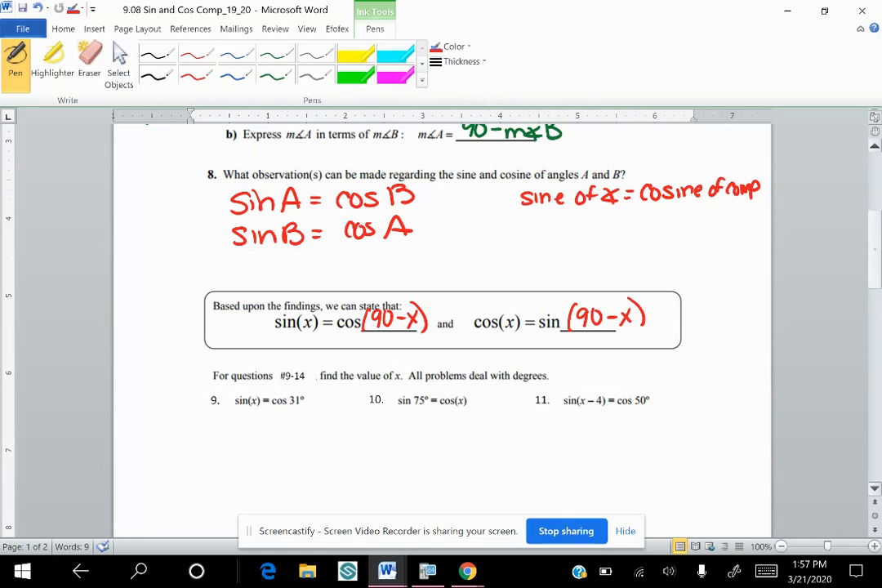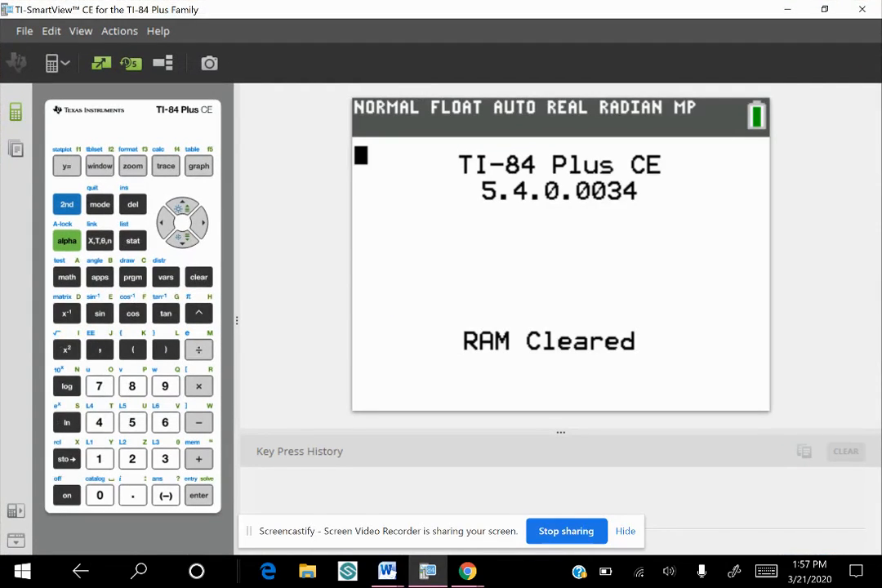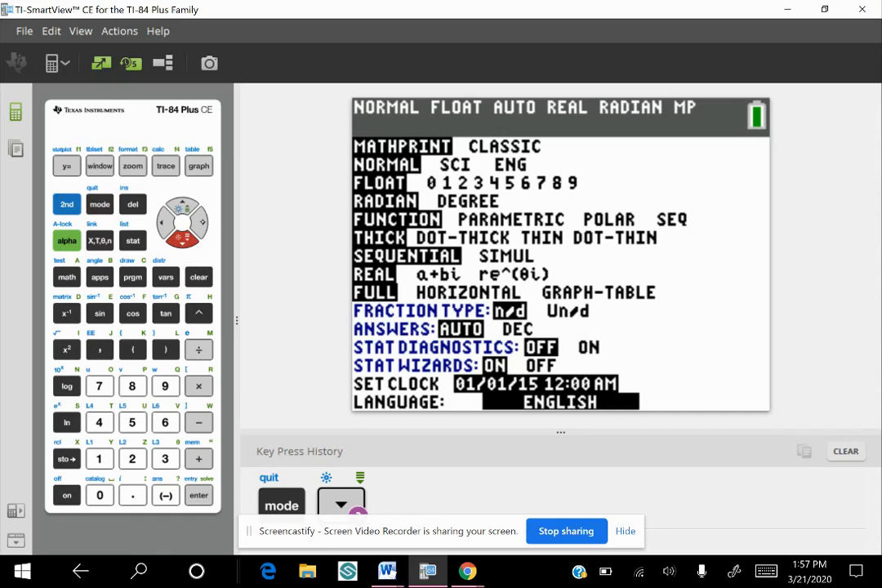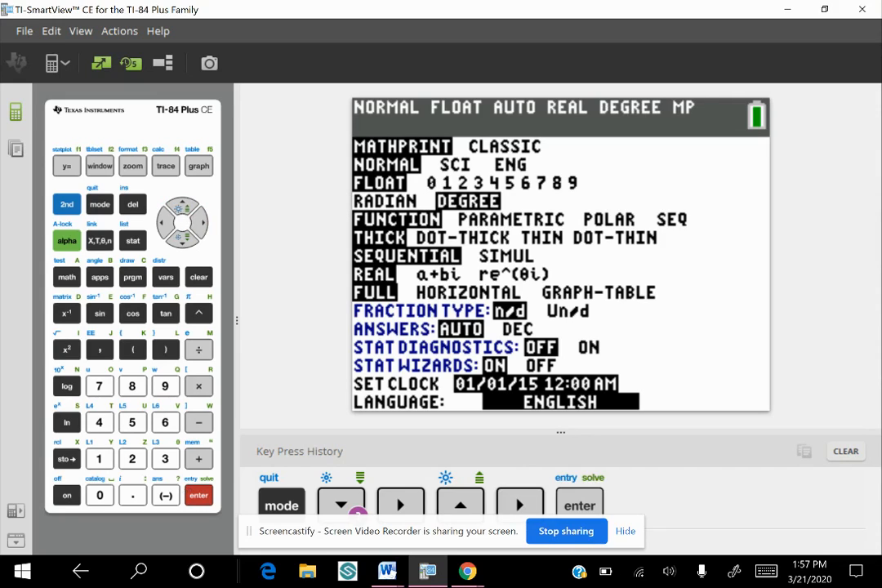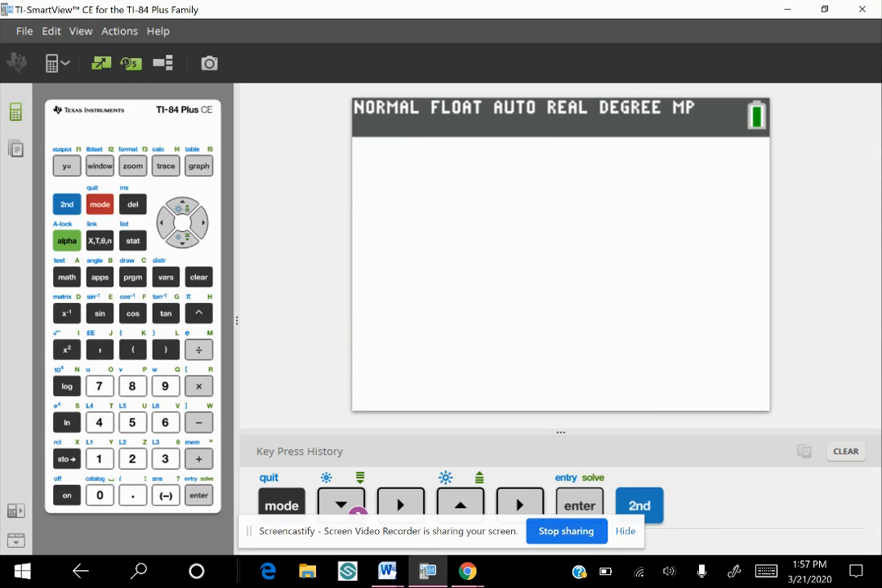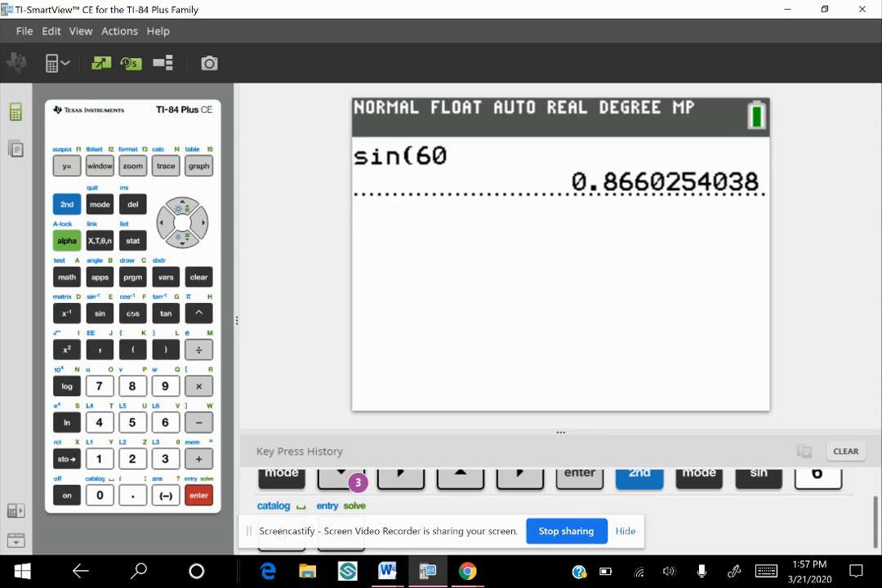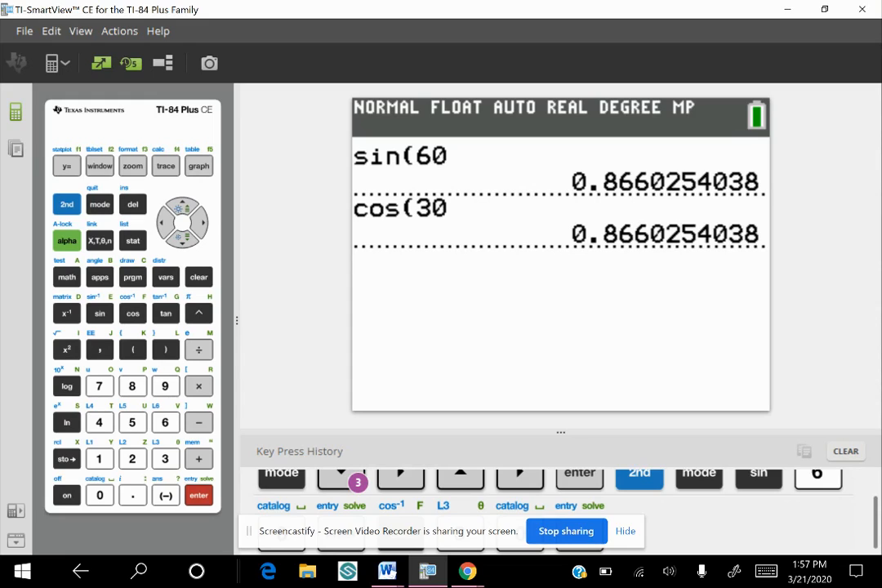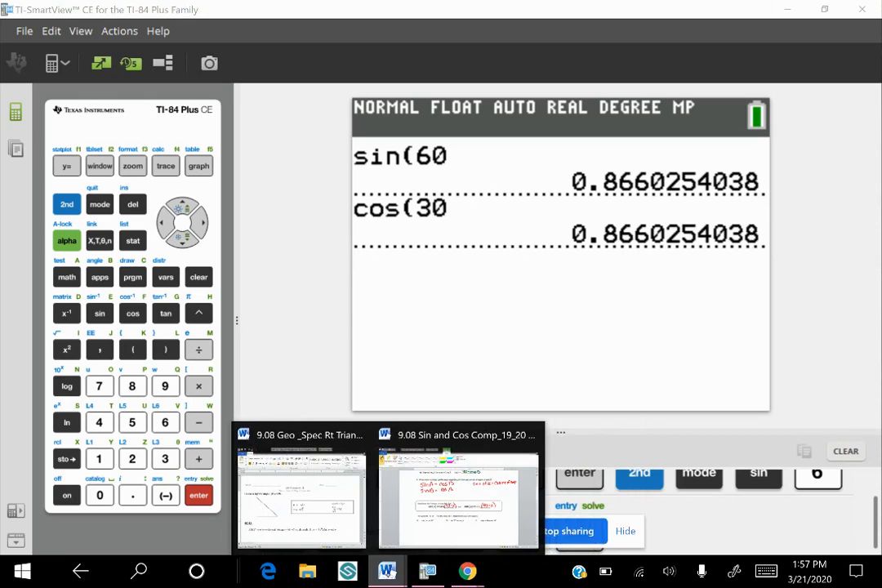And you could always check this to prove it in your calculator. Try typing in your calculator right now. Let's make sure I'm in degree mode first, which I'm not, as this has been reset. Hit enter. And then if I do sine of 60, then try typing in cosine of its complement, 30. It would give us the same thing. You can try that with any angles that add to 90, just to kind of prove it to yourself.